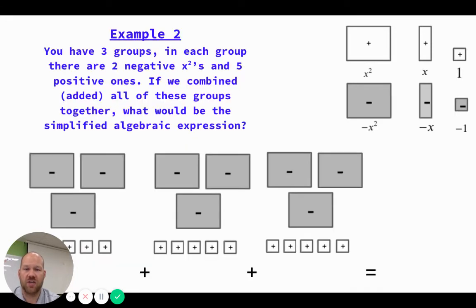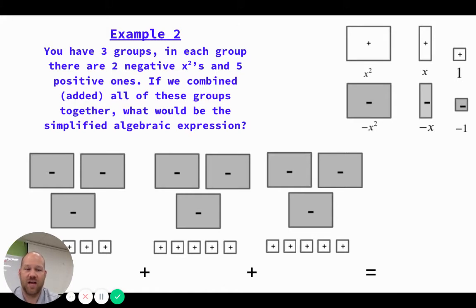All right, let's take a look at the next one. This one I've already got drawn for you. You have 3 groups, and in each group there are 2 negative x squareds and 5 positive 1's. If we combined or added all of these groups together, what would be the simplified algebraic expression? Take a moment and see if you can come up with that.